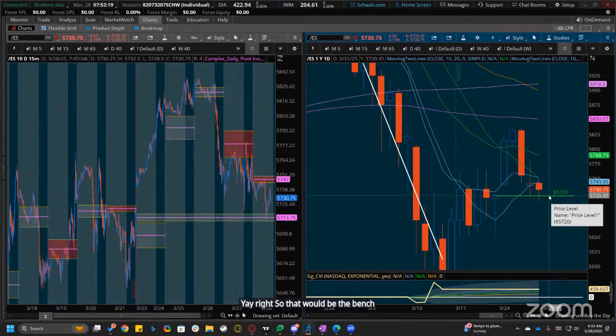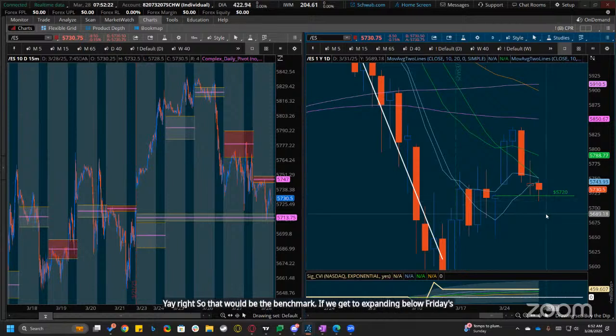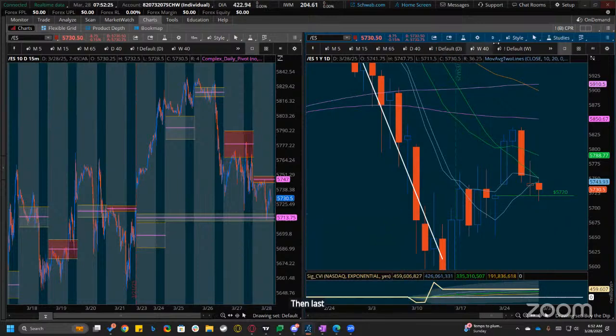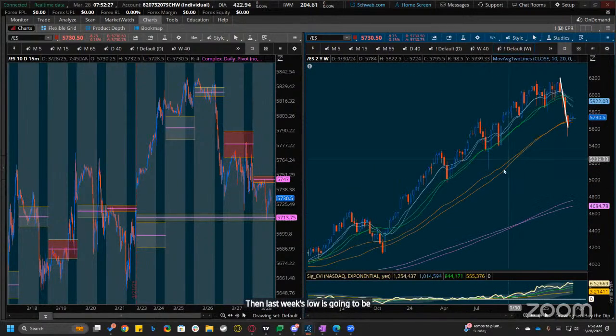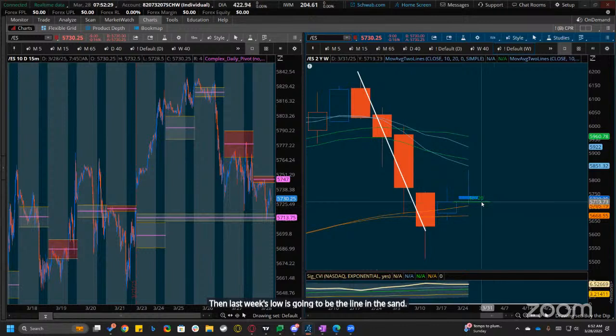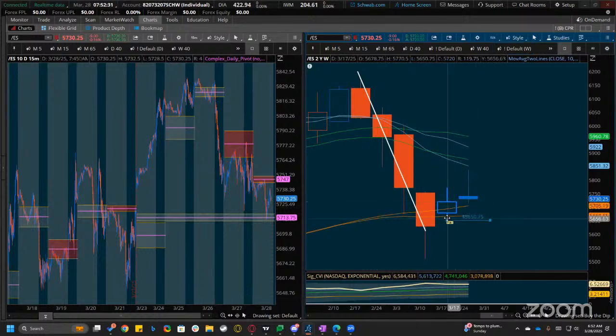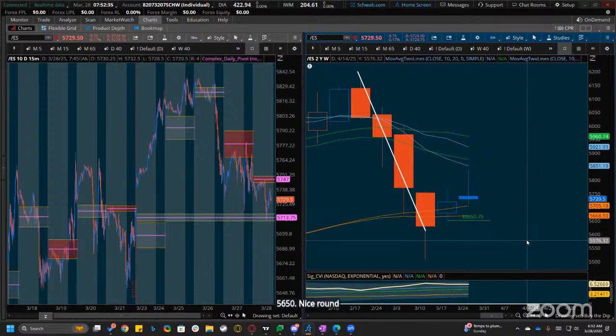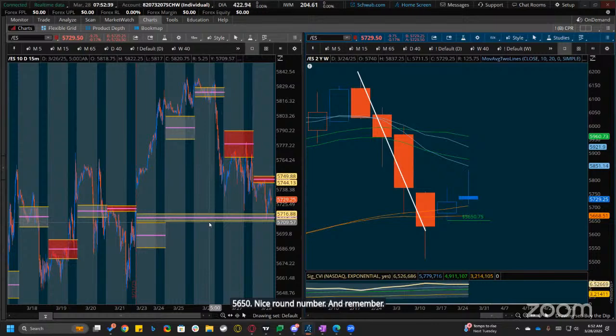If we get to expanding below Friday's close, then last week's low is going to be the line in the sand. $56.50, nice round number. And remember, reciprocation on that floor pivot is 5,600.